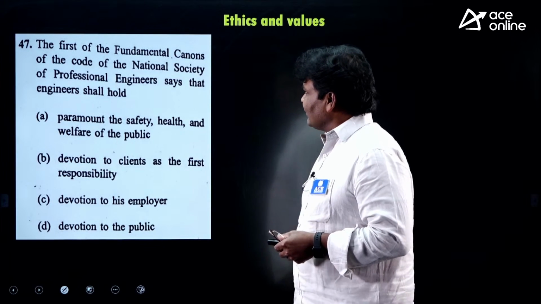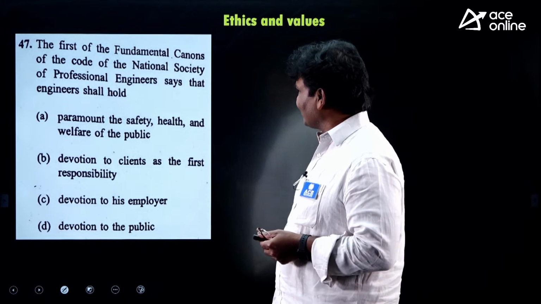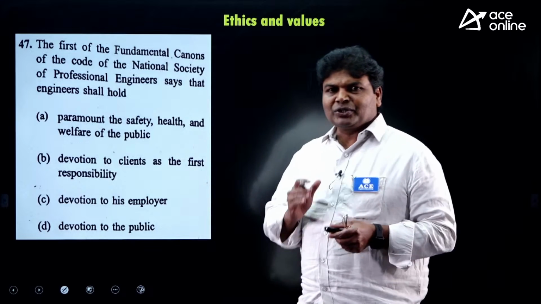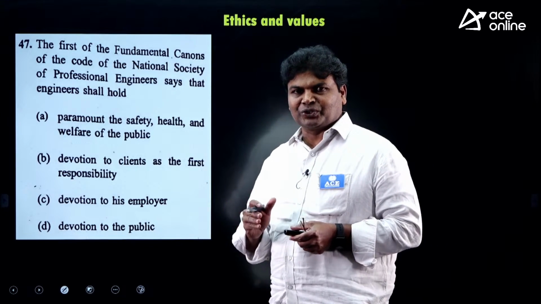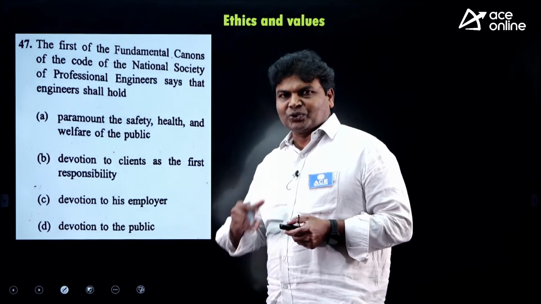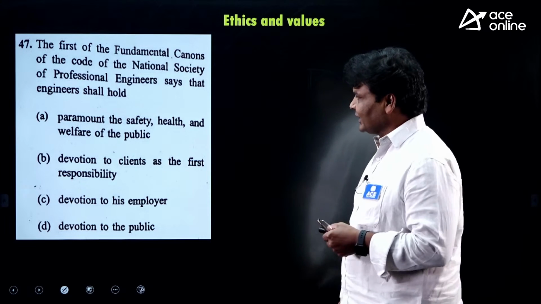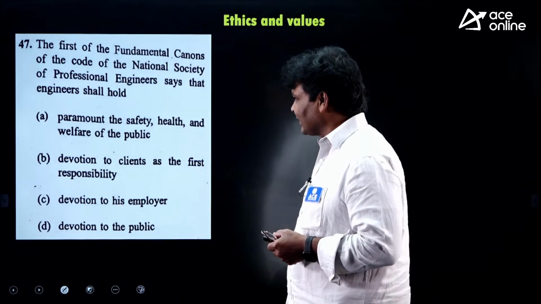Question 47. The first of the fundamental canons of the Code of the National Society of Professional Engineers says that engineers shall hold. The moment you take the course, the first thing that we always discuss with you is that the paramount. So the basic fundamental canon of the engineers' ethics holds that what? Paramount, the safety, health and welfare of the public.